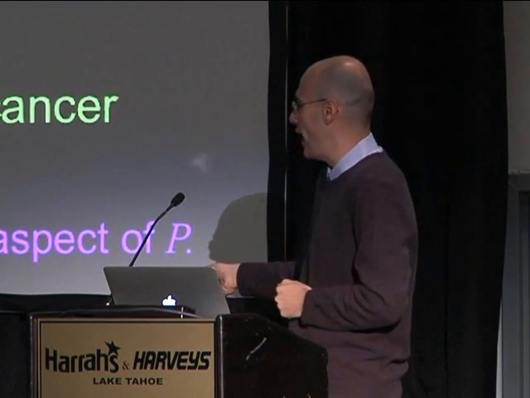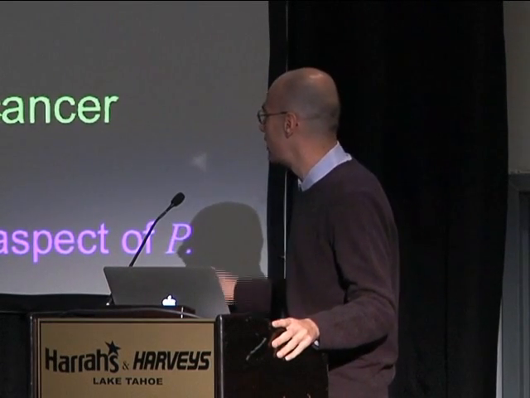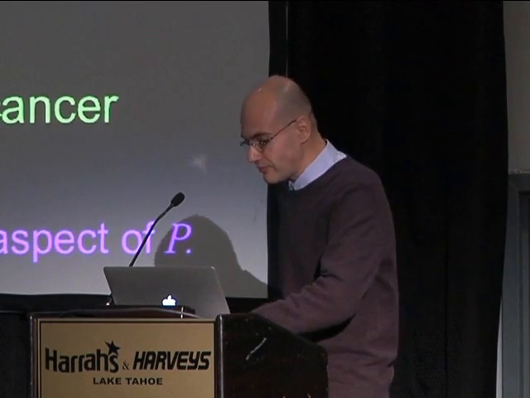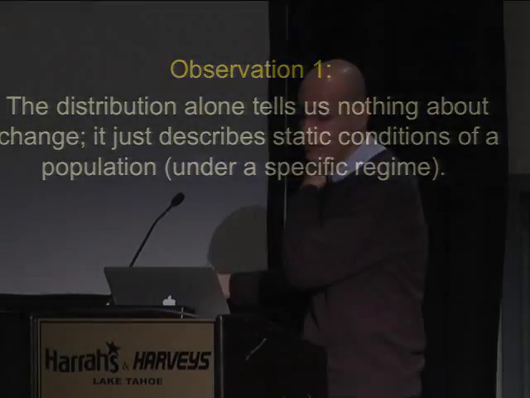His question is whether fewer people would get cancer if you ban smoking. This will be the kind of question. Just to bold notes, putting emphasis, observation 1, he said the distribution alone tells us nothing about the change. It describes a static condition in a population under a specific regime. It's just a picture of how the natural flow is going.